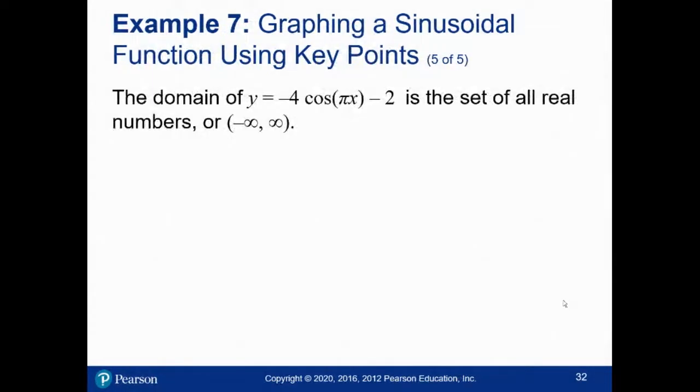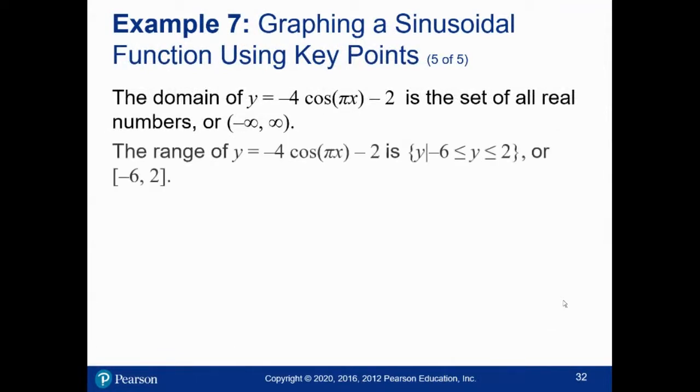Okay. The domain is all real numbers. Sinusoidal functions always have a domain of all real numbers, but the range did shift. The amplitude of 4 makes you think -4 to 4, but then the vertical shift of 2 down says instead of -4 to 4, it's -6 to +2. So there's the range.